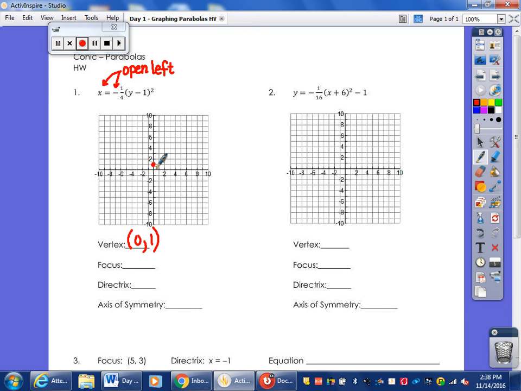So remember that the general equation says 1 over 4P. So you have to set your denominator equal to 4P so that you can figure out what P is equal to. And in this case, P is equal to 1, which means that my directrix is one space behind the vertex, and my focus is one space in front of the vertex, or inside the vertex. And remember, this is opening to the left, so that means that this point right here is my focus, and the point behind would be my directrix.